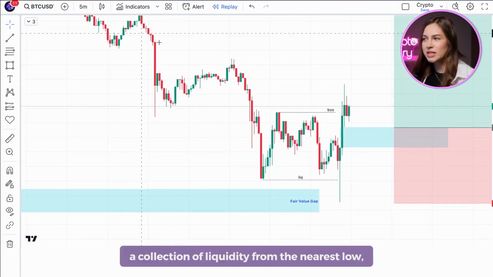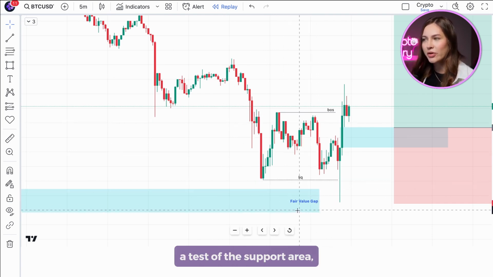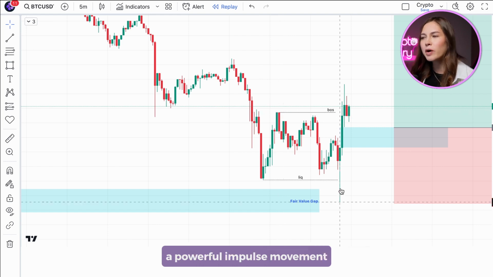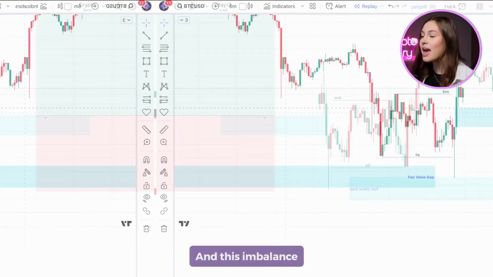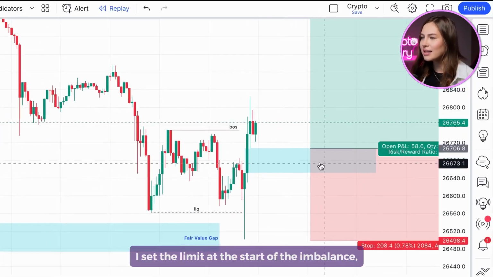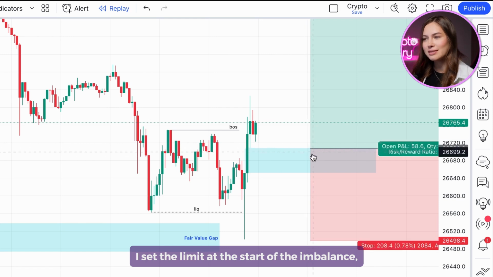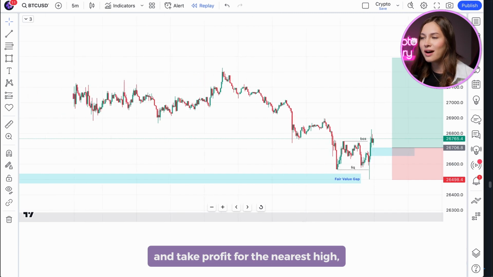There was a downtrend, a collection of liquidity from the nearest low, a test of the support area, a break of structure, a powerful impulse movement, and an imbalance. Just perfect. And this imbalance was exactly the place where I entered the trade from. I set the limit at the start of the imbalance, put the stop loss under the nearest low, and take profit for the nearest high.